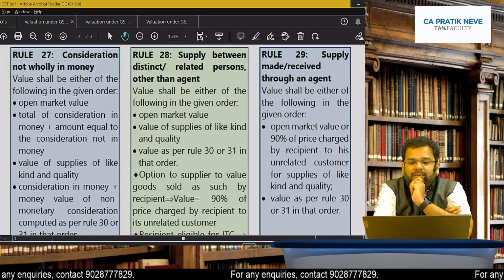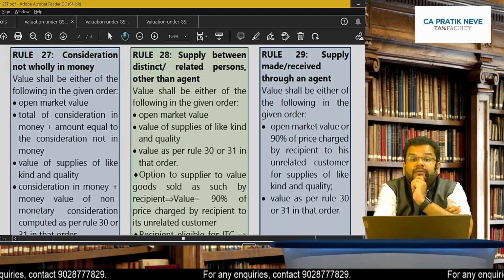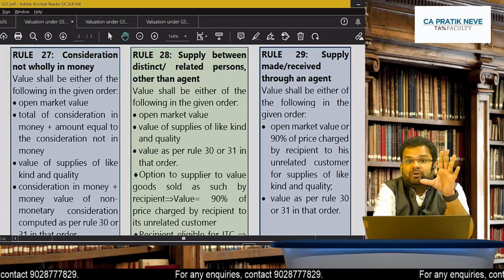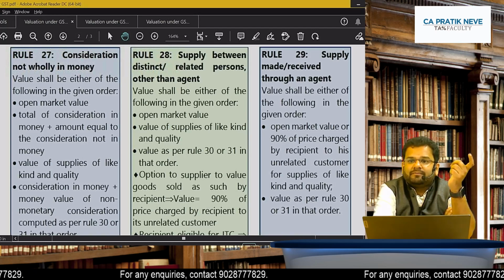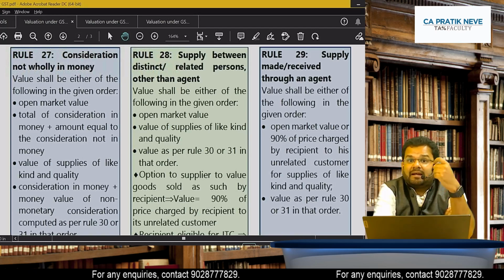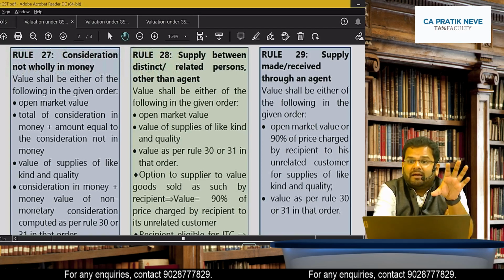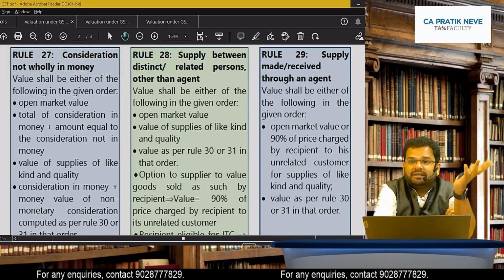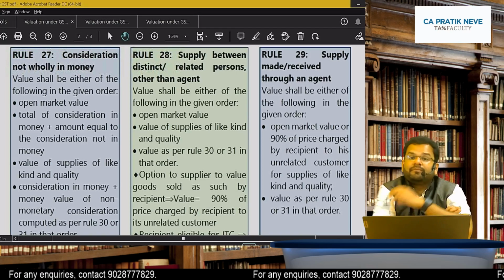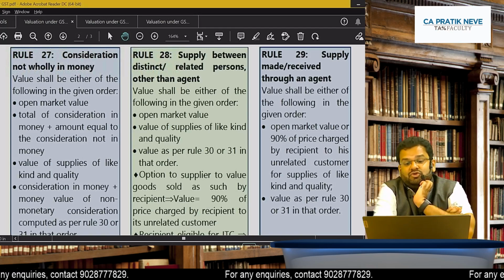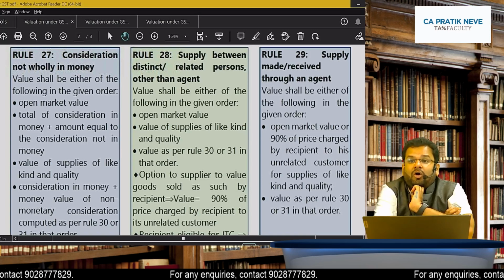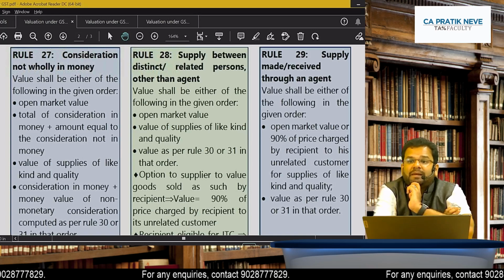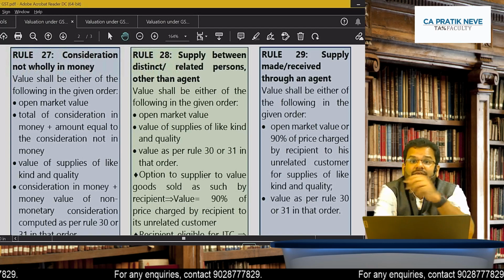Okay, telling you a bit of background of Rule 28. Do you understand Schedule 1 of the CGST Act? Certain activities are called supply even if they are without consideration. Yes. So whenever there is a supply between distinct persons or related persons, it is also supply even if it is free of cost.